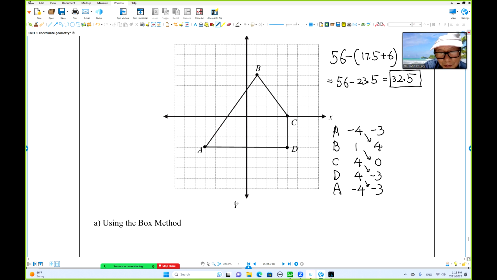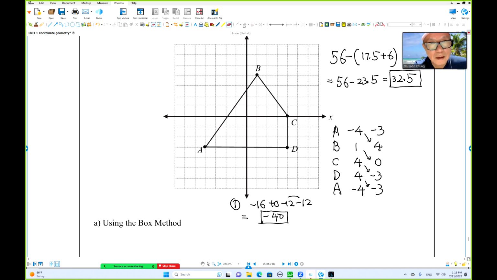Okay. First one, left to the right. Negative 4 times 4 is negative 16. 1 times 0 is 0. 4 times negative 3 is negative 12. Another negative 12, right? Sum of this one is how much? Negative 40, right? Negative 24, negative 16, negative 40.